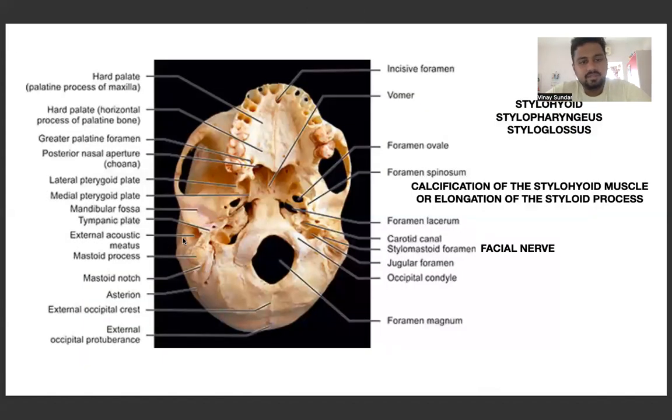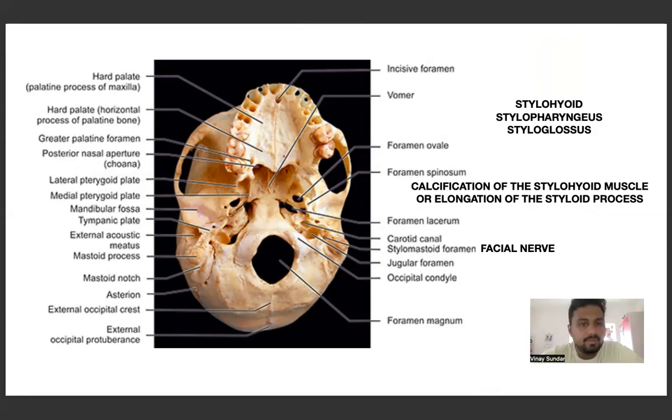Now, this is the inferior view of the skull here. Selected foramens need to be identified. You should be able to identify the foramen, and you should also be able to identify the structures passing through the foramen. Here and there, I'll give you some mnemonics, so try to remember them so that you don't forget.